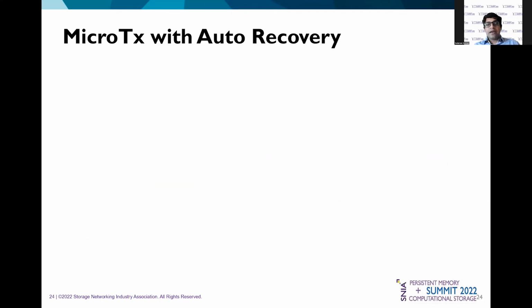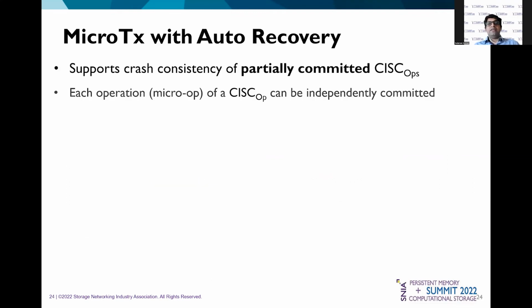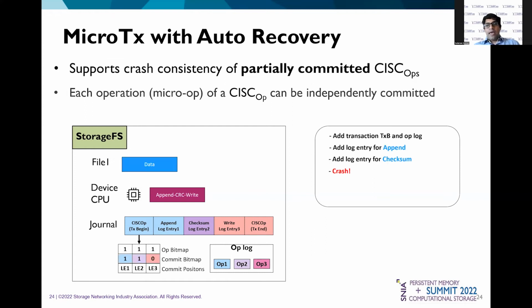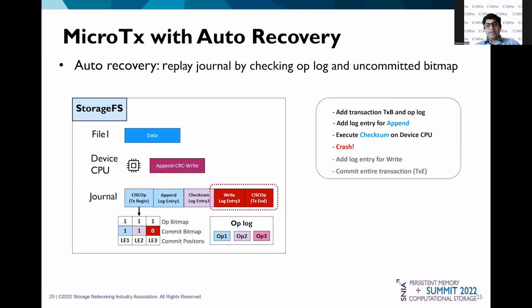So that helps us to explore microtransactions. The basic idea is that we could commit even the small independent operations, or micro operations, of a CISCOP. For example, if we do append, checksum, write, we could have a transaction begin, a commit bit for the append operation, then a commit bit for the checksum, which is an intermediate computation, and then a commit bit for write. So let's say you want to do append and calculate the checksum and the system crashes.